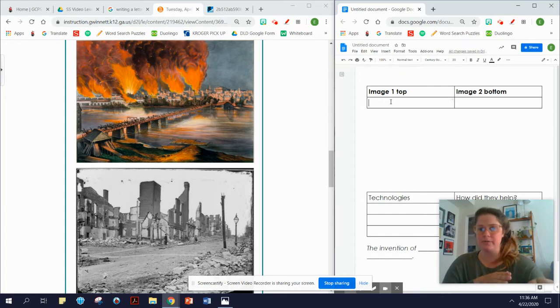I want you to pause the video and write down or just discuss with someone in your house, what do you notice? What do you see in these pictures? How are they similar or different? It'd be great to get your family involved or someone that you're at home with. So pause the video.